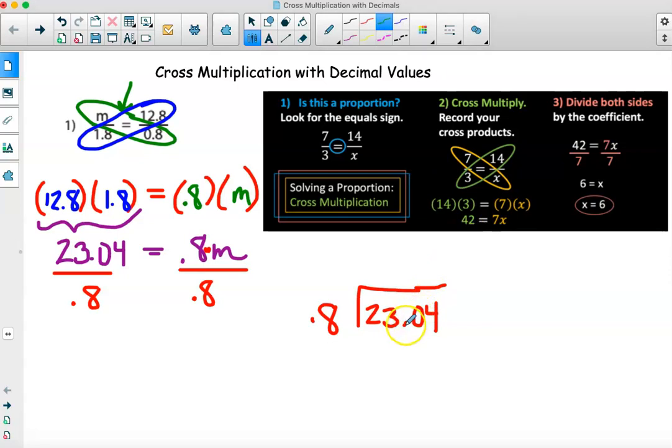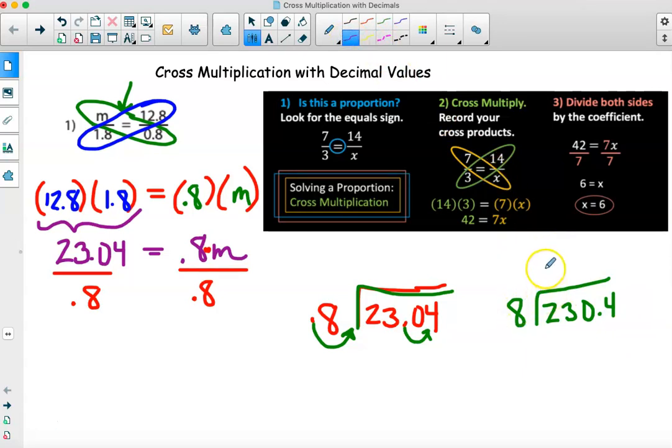Alright, now it's fine to have a decimal underneath this house. It's not okay to have a decimal on the outside. So I have to move the decimal on the outside. You move it to the right. If I move this decimal once, I also have to move this decimal once. And I'm going to rewrite this as, now I have 8 on the outside, and now the decimal inside the 2304 is between the 0 and the 4. And now I can start dividing.